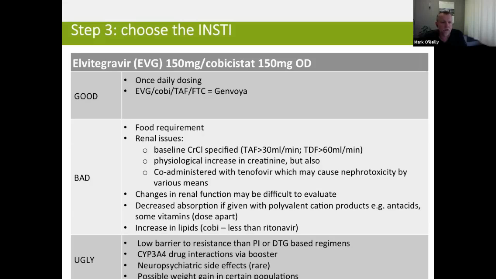TAF is good because it's a single pill, it's daily dosing. It does have a food requirement. It can be used when it contains TAF. It can be used with an eGFR down to 30, but it also blocks the proximal convoluted tubule transporter, so it causes that artificial increase in creatinine and subsequent drop in eGFR that we discussed with dolutegravir and bictegravir also.